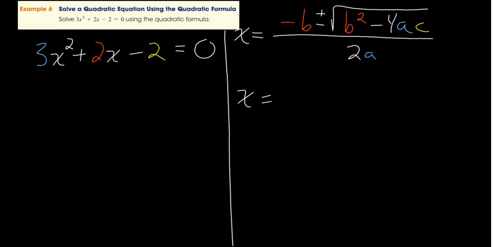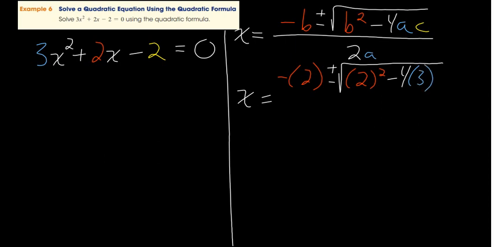So the negative out front, and then we're going to put the number 2 in parentheses, and it's going to be plus or minus the square root of, and we're going to again put it in parentheses, 2 squared, and then we've got a minus 4 times a, which is 3, times c, which is a -2, all over 2 times a, which is 3.